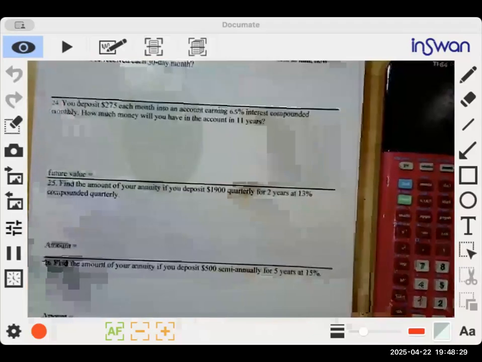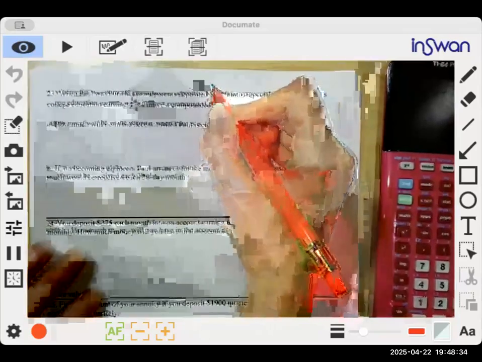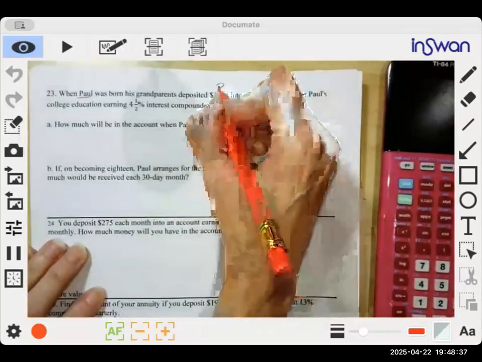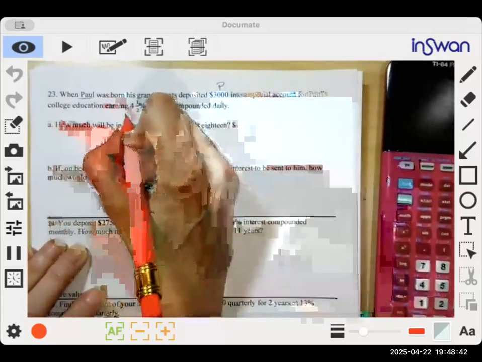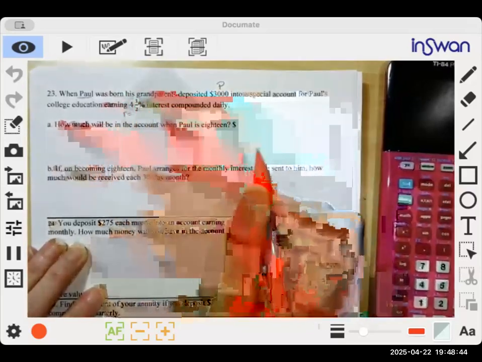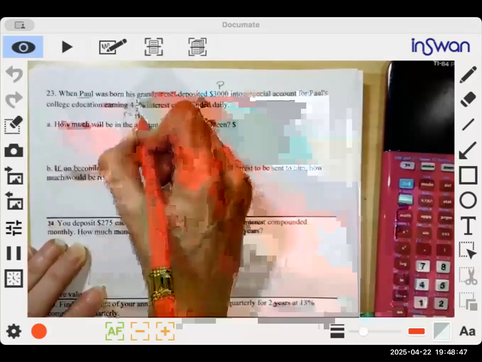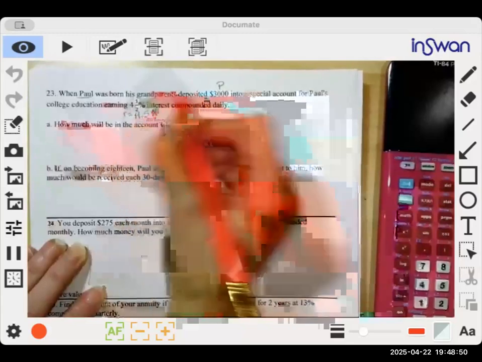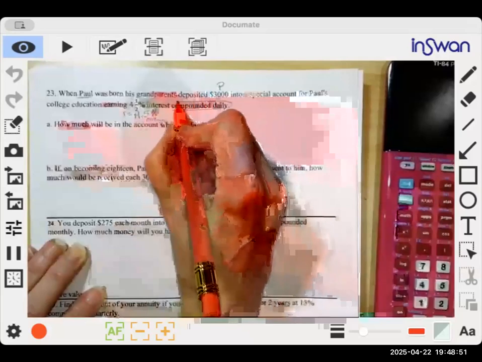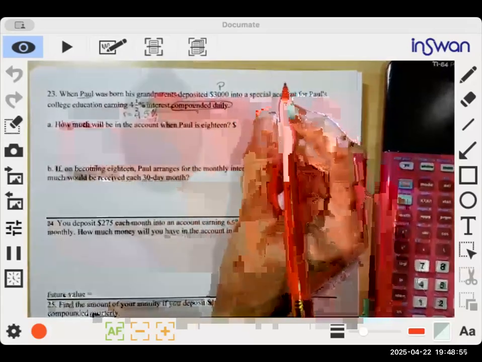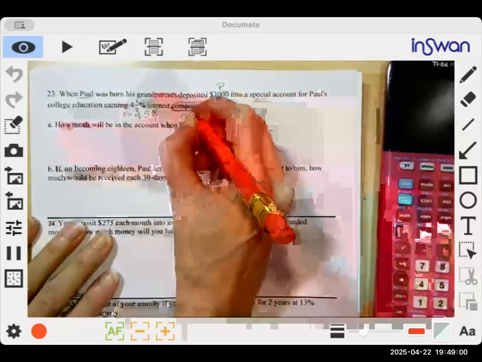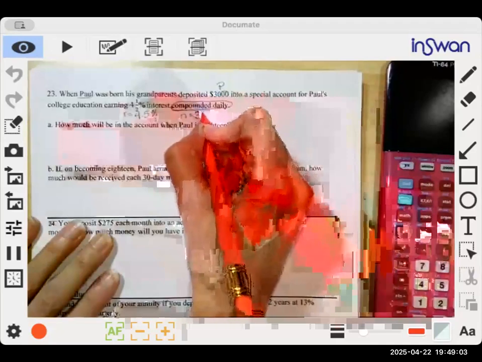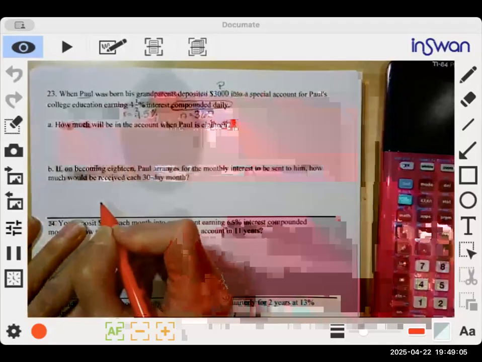Okay, when Paul was born, his grandparents deposited $3,000. Let me move that down. That's our principal. Into a special account for Paul's education earning, that's our rate, so that's 4.5%. And it's compounded daily. So you need to know how many days there are in a year. So our N is equal to 365.